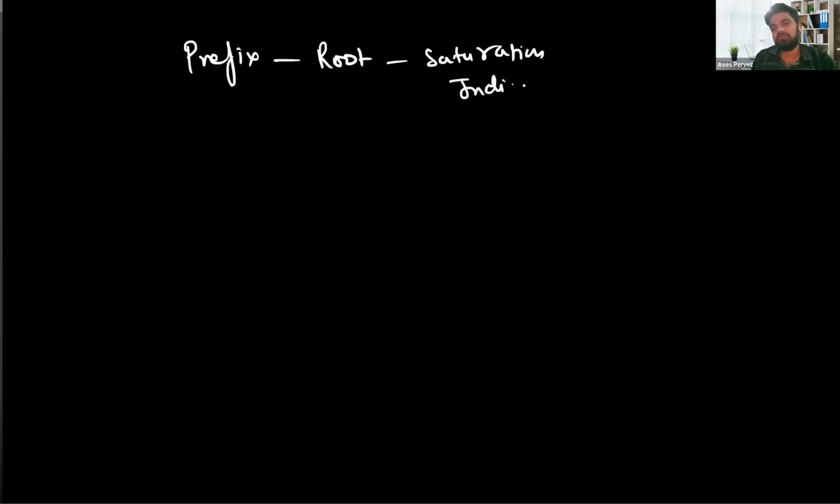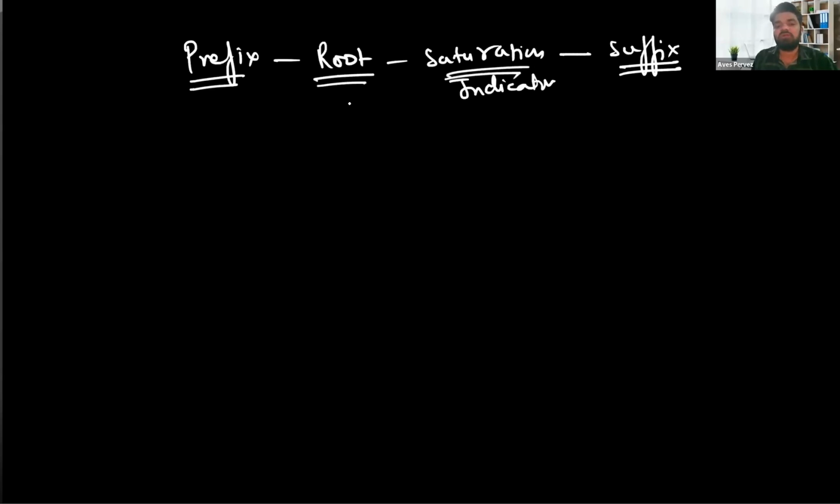So the next one is, let's do this one. How do we write the name? First of all, we write the prefix, then we will write the root, then we will write the saturation indicator, then finally we will write the suffix. So what is root and saturation indicator?